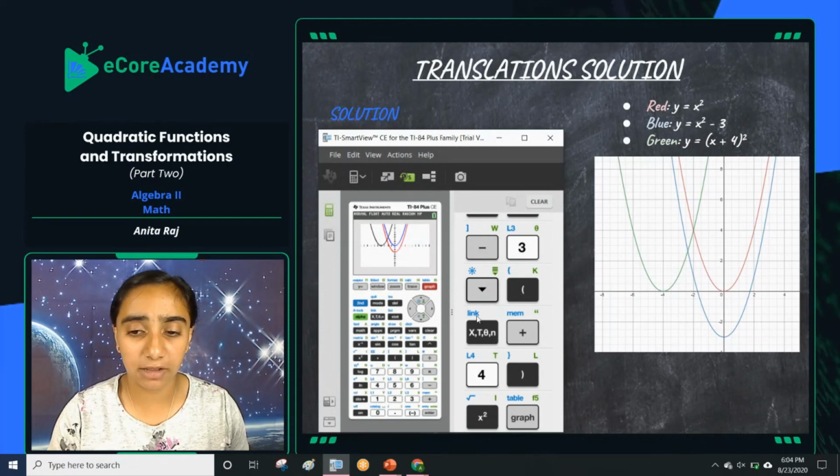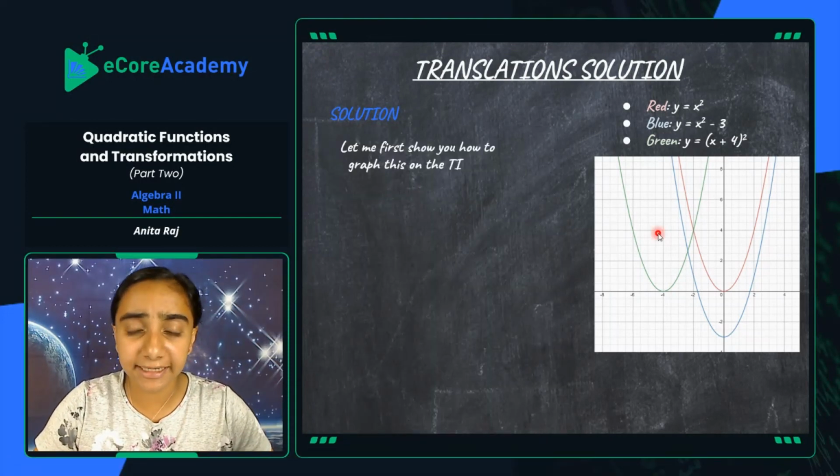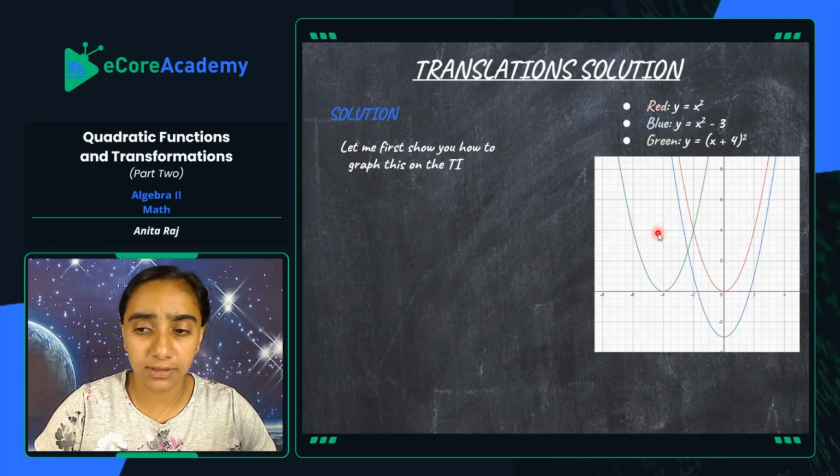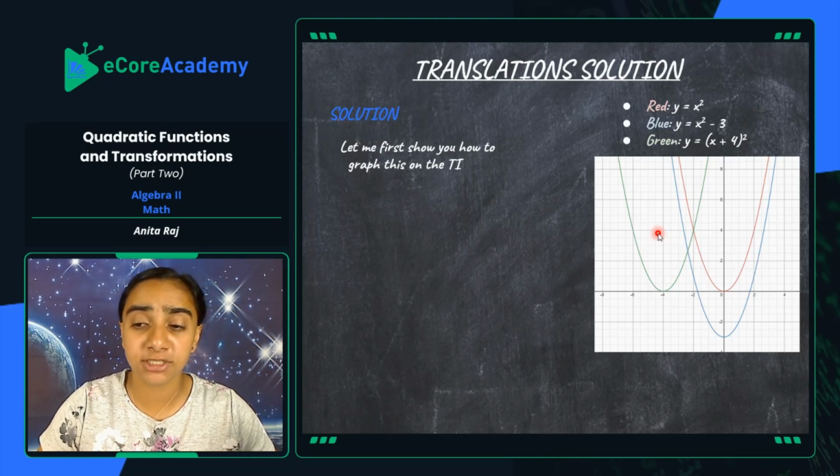So this is how you would graph it on the TI calculator. Okay, so I put the TI calculator away, and we're going to be working through the second part of this translation solution. So first we graphed it. Now we've got to answer some questions about the properties of these quadratic equations.